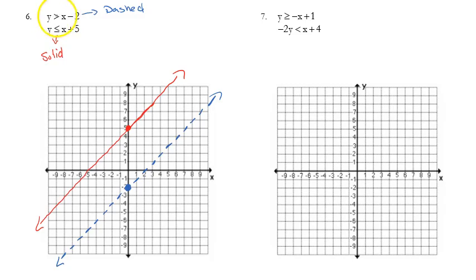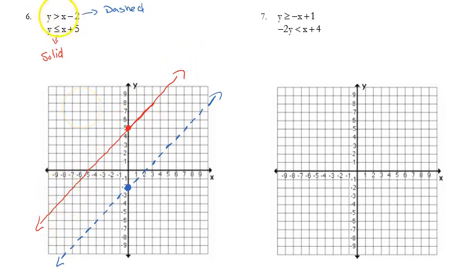The first equation is a dashed line because of the symbol. I started at -2, always on the y-axis, with a slope of +1. And then my second one is a solid line because it's a less than or equal to. And I started at +5 on the y-axis with a slope of 1.